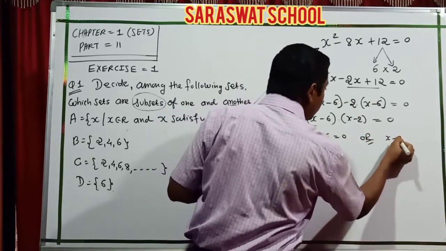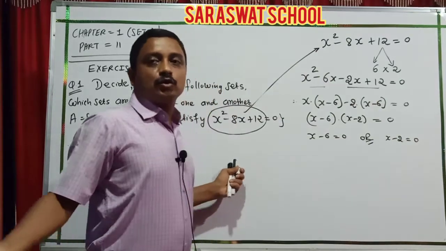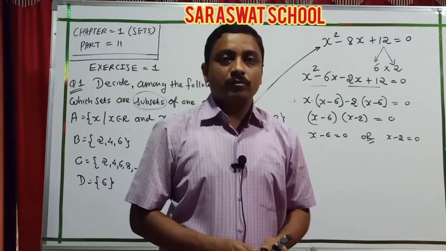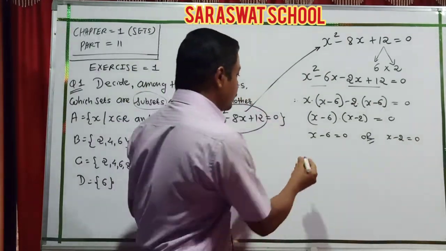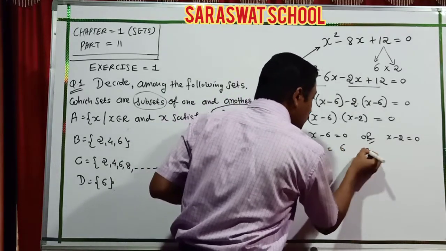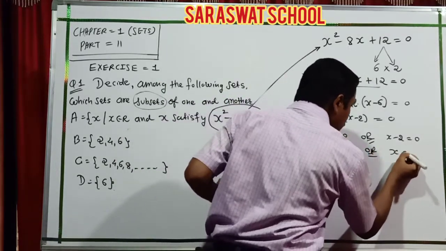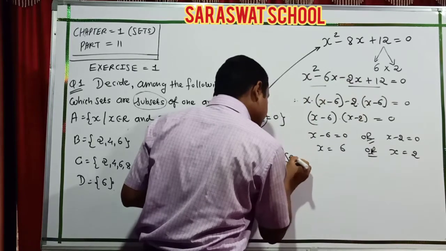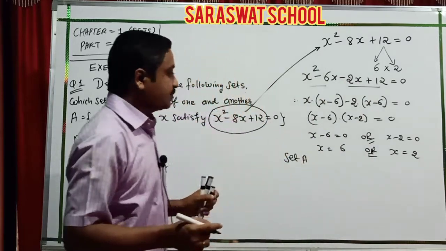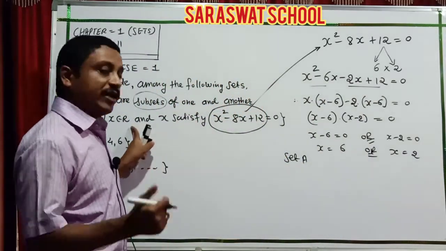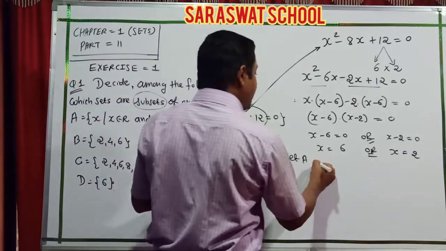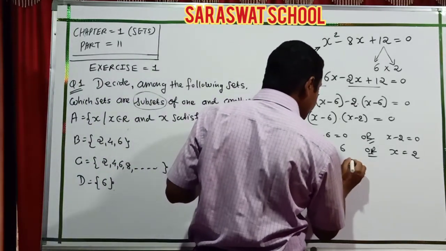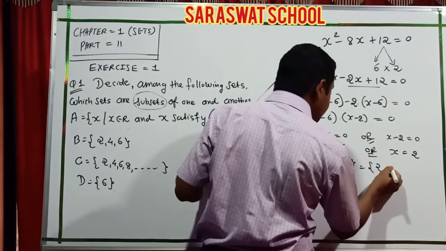Definitely, you get the total values here, 6 and 2. So you separate them, students: x is equal to 6 or x is equal to 2. It means set A is ready. Both satisfy the value of x belongs to R. So set A is 6 and 2, or you can arrange it as 2, 6.